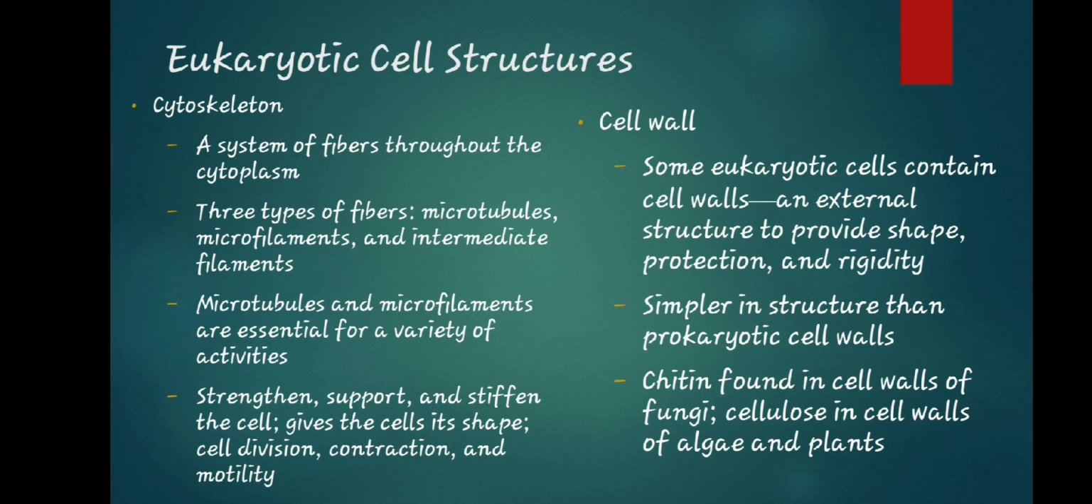Next is cell wall. It is an external structure that provides rigidity, shape, and protection. The eukaryotic cell wall contains cellulose, pectin, lignin, chitin, and some mineral salts.